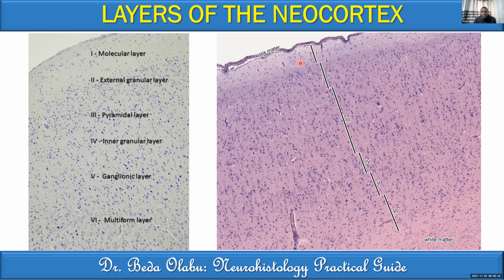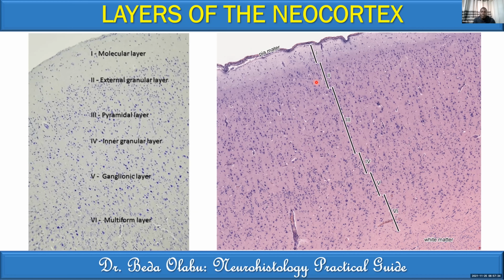Then we have layer 2. We call it the outer granular layer or the external granular layer. The external granular layer is basically an input center. It receives neurons which come from other cortical regions. Now remember, neurons which come from other cortical regions would either be association neurons or commissural neurons, but not projection neurons. So layer 2 of the cerebral cortex is the input center for association and commissural fibers. Neurons which come from other cortical regions synapse in layer 2 of the cerebral cortex.